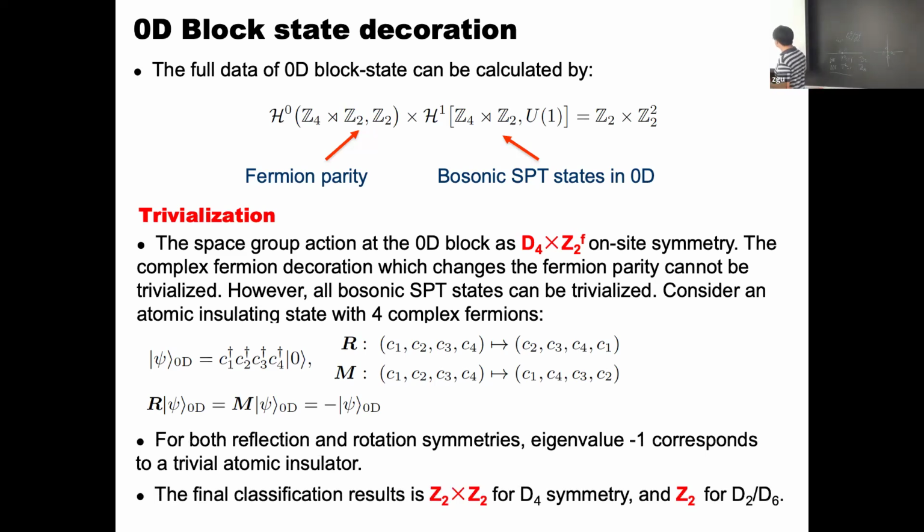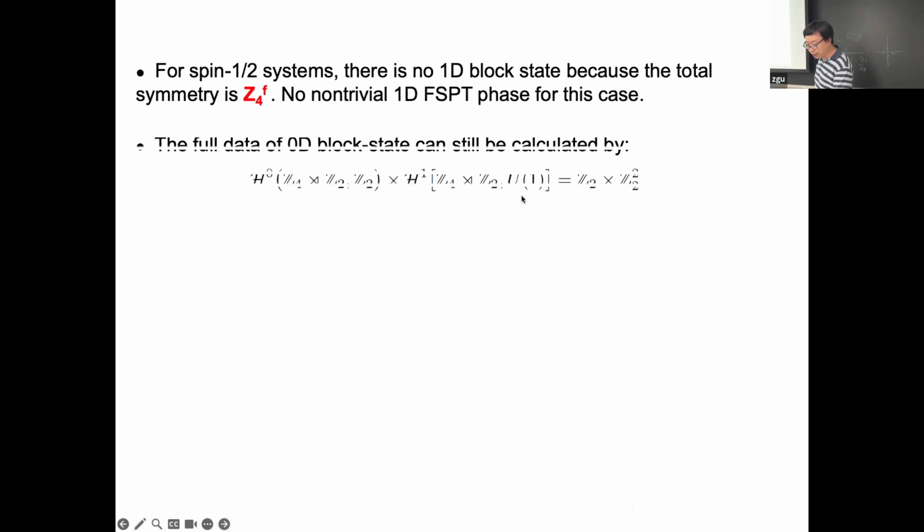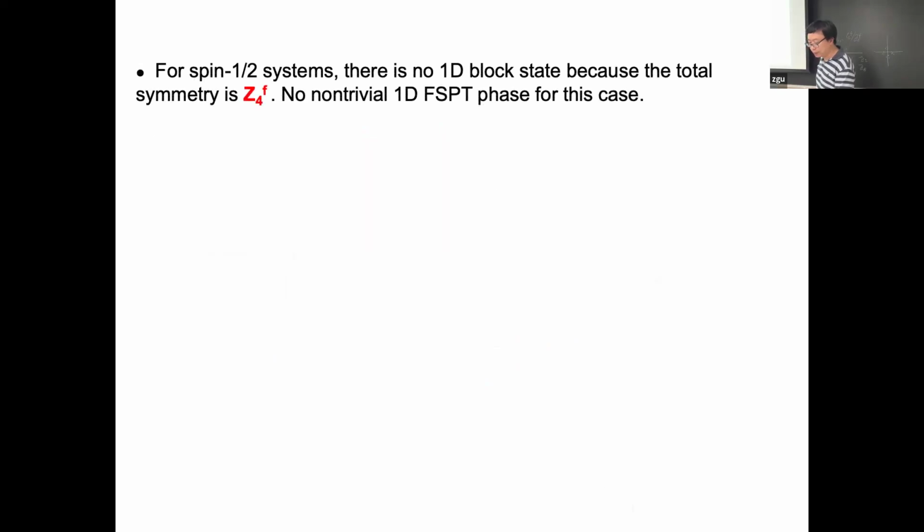For D2 and D6, we only have this Fermi parity. It's the same as the 1D case. There's nothing else. Any questions? So I think that's the 2 simplest examples I want to explain before going to the more generic case. But I just briefly mentioned this difference in the spin 1/2 system.